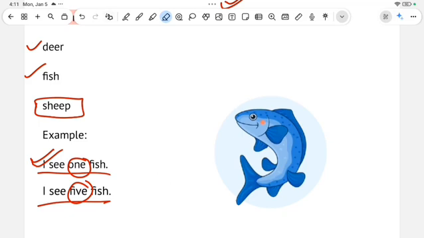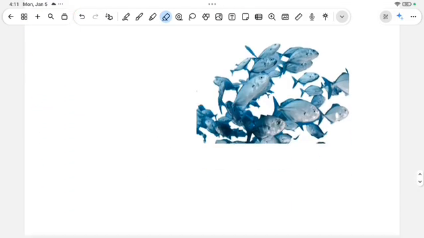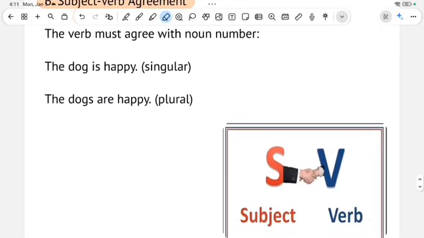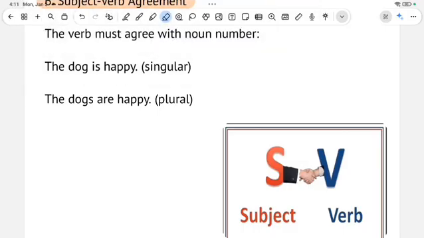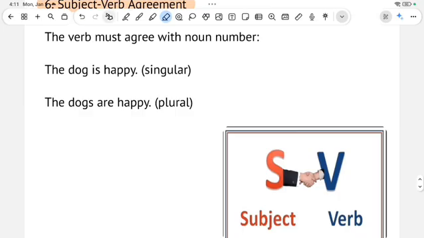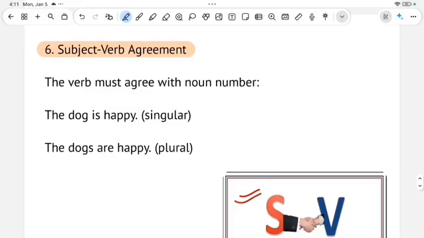Now, let's move towards our last rule, which is also very important, and that is subject verb agreement. Yes, just like our friendship needs some agreements, our friendship is based on some rules and regulations, like our interest. Whenever our interest matches with someone, we become friends with them, right? In the same way, subject and verb also have some agreements. Let's discuss it as well. The verb must agree with noun numbers. It's a very, very important rule.